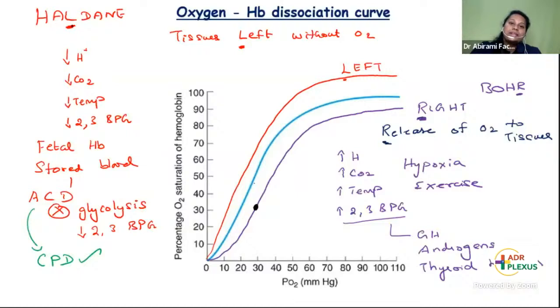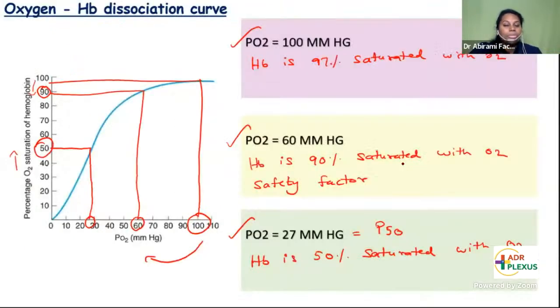So to summarize this, the oxygen hemoglobin dissociation curve. You have partial pressure of oxygen on the x-axis and saturation, how much oxygen is bound to hemoglobin, on the y-axis. Few normal values that you should remember. Partial pressure of oxygen, 100 millimeters of mercury, hemoglobin is 97% saturated with oxygen. When it falls to 60, still it is able to maintain 90% saturation, your safety factor. When it falls to 27, it becomes 50% saturated, which is called the P50 value.